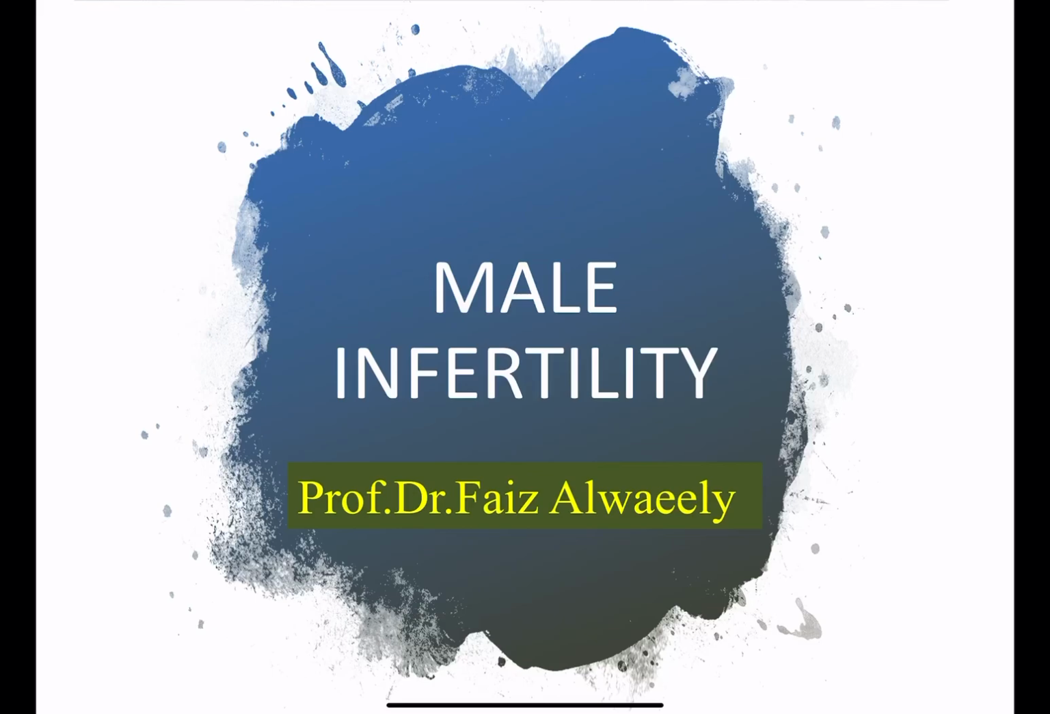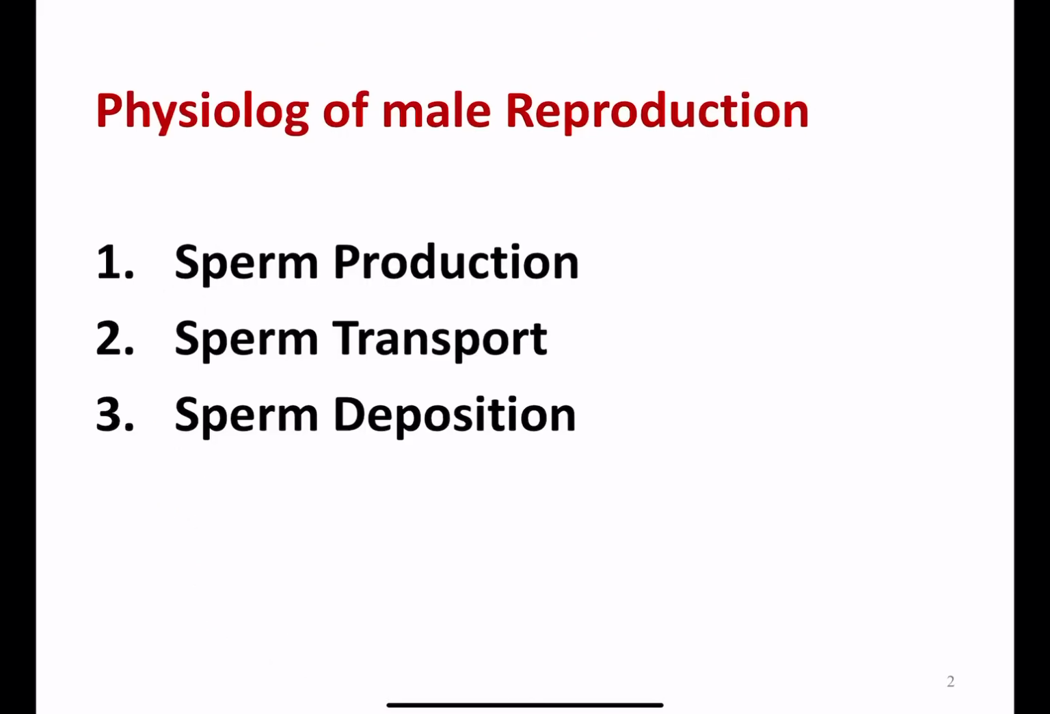This is about male infertility. To start with, we have to know about the physiology of male reproduction. The physiology of male reproduction includes 3 steps: number 1, sperm production; number 2, sperm transport; and number 3, sperm deposition into the genital tract of the female.